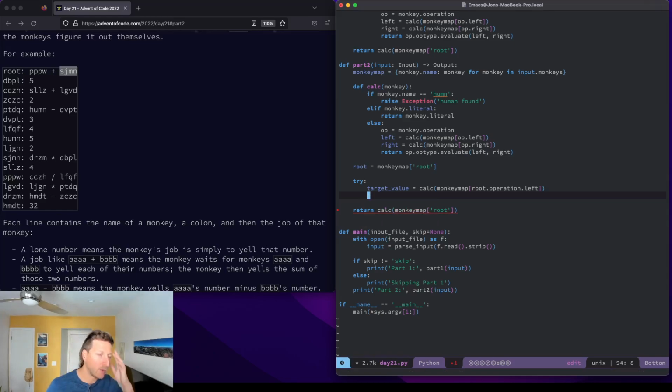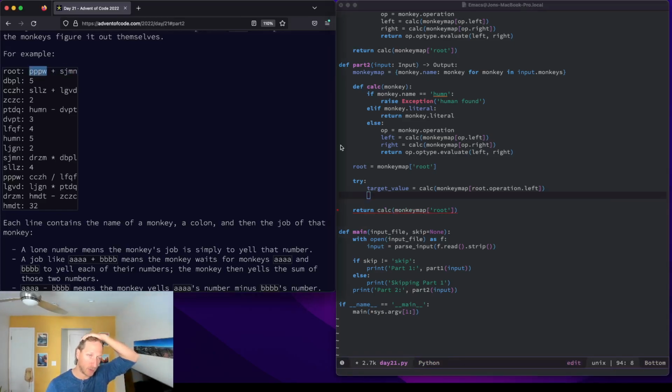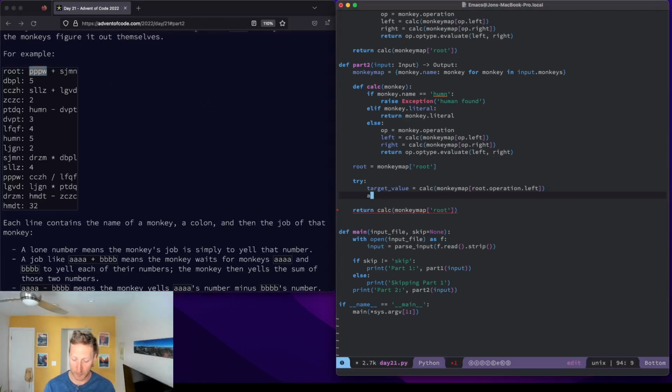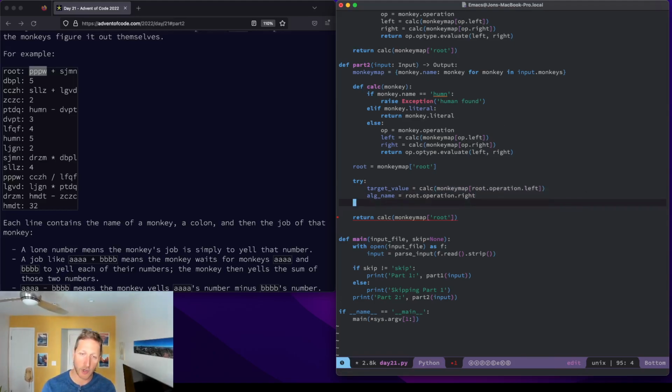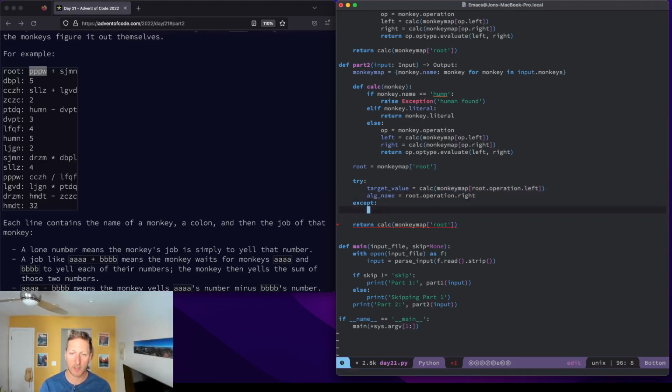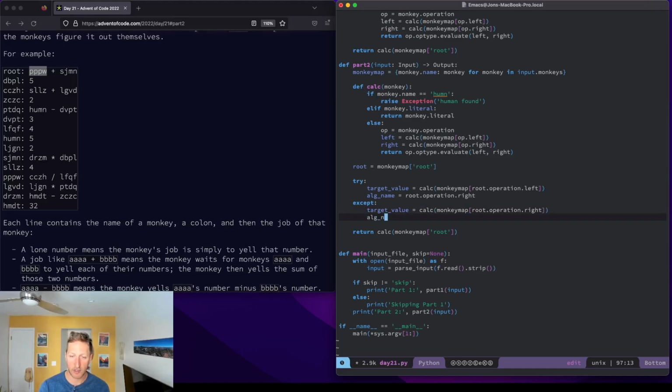What do I want to call it? I want to call which one of these monkeys we have to calculate. So then we'll just call it algebra name equals root.operation.right. So if we can calculate root.operation.left, then we know that it comes out to a literal value. But if it throws the human found exception, then we know it's the other way around. So we do except target value equals calc monkey map root.operation.right, and we do alg name equals root.operation.left.